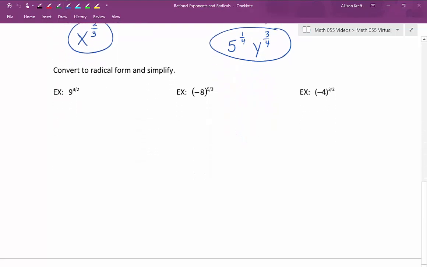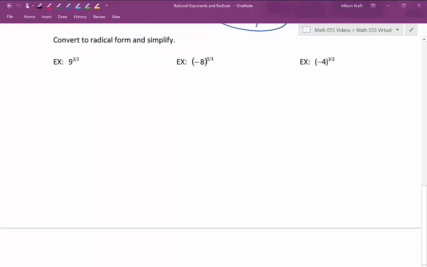One of the reasons it's important to be able to go back and forth between these notations is so that we can simplify numbers raised to a rational exponent. Let's start with 9 raised to the 3/2 power. First thing we want to do is rewrite it in radical notation. 9 is our radicand, 2 is our index, and then all that is being raised to the 3rd power.